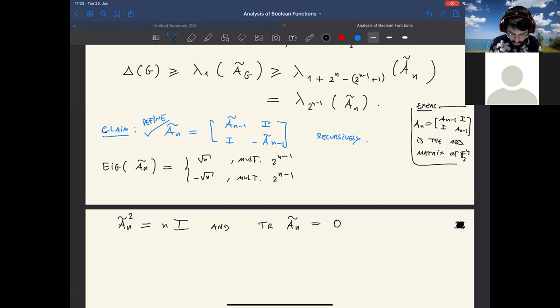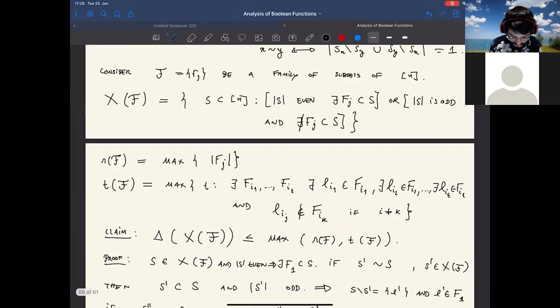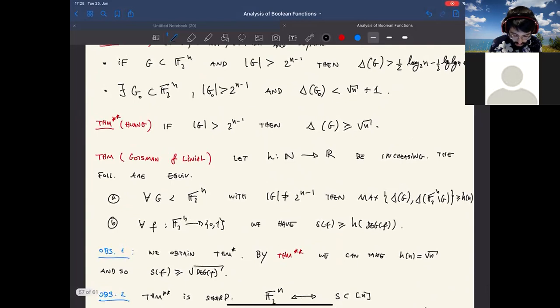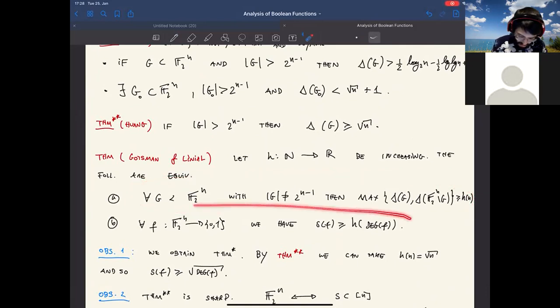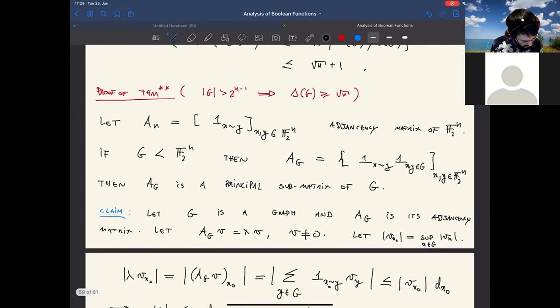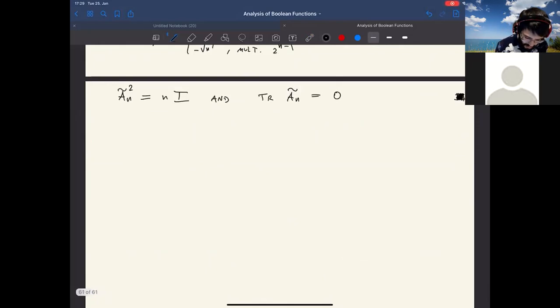In any case, we finished this very nice result. And now, we still have a gap, which is the Gotsman-Linial reduction, to translate things about graphs into things about Boolean functions, which introduces a nice idea. And the proof is actually pretty simple. Let me give it here pretty quickly.